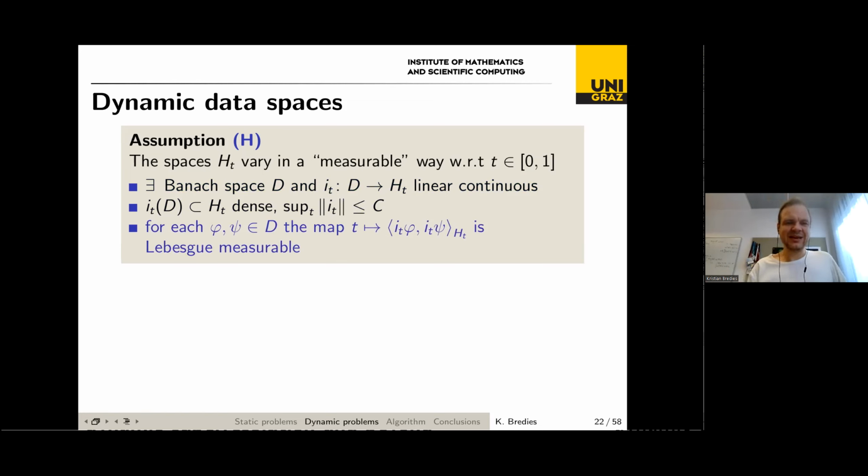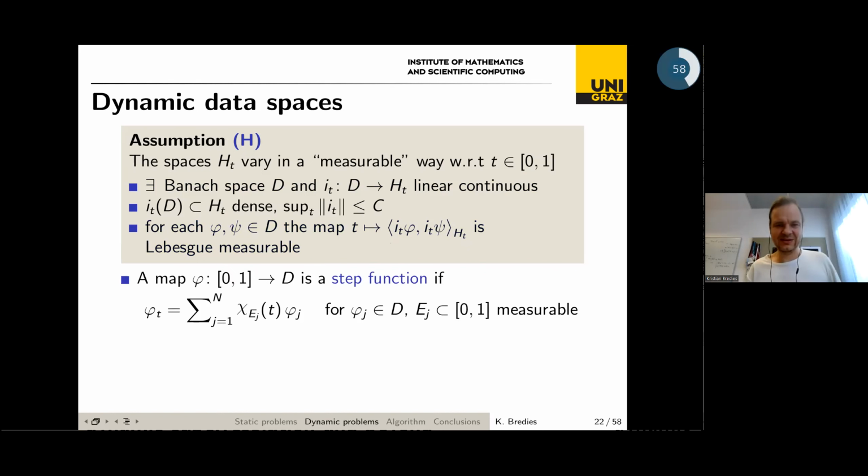assumption, namely that if you take a pair from the common space and you take the scalar product of the embeddings in the Hilbert space, which now varies with time, these have to be measurable. This is a very easily verifiable assumption, but of course you have to do it because otherwise you cannot integrate. And then you can just run the whole machine of Bochner spaces. Basically, this is a generalization of Bochner spaces in some sense.